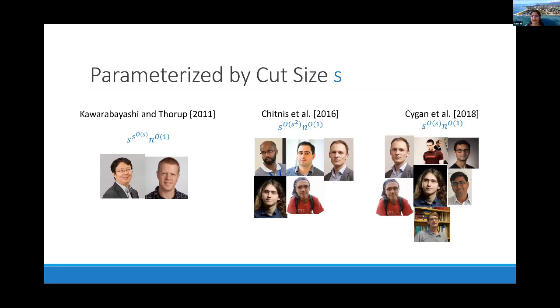Later, Sigan et al. gave the current best, which is S to the S, in 2018. So we use some techniques of Sigan et al., but in order to get a better runtime, we merge it with Thorup trees and other concepts to get a better runtime. Okay, so one interesting open problem in this area is whether there is a 2 to the S algorithm. And another interesting open problem is probably there's no 2 to the little o of S algorithm for this problem.